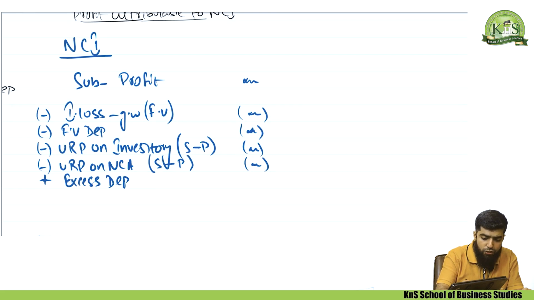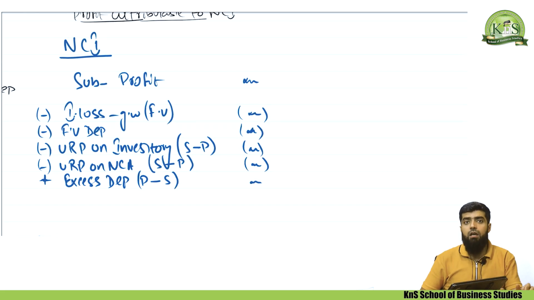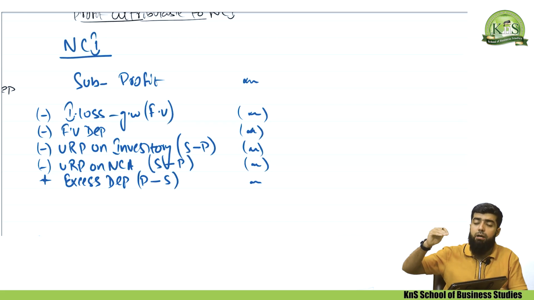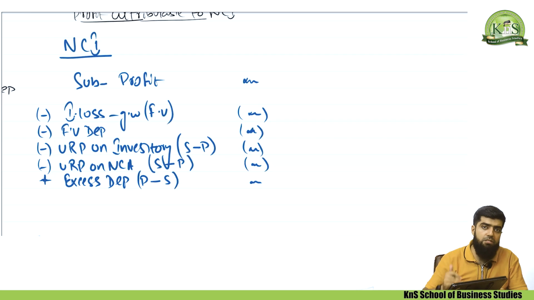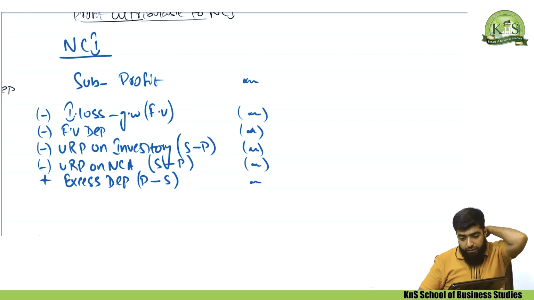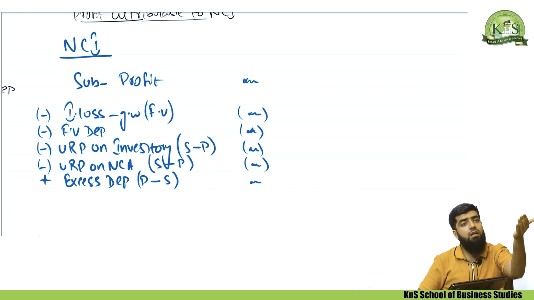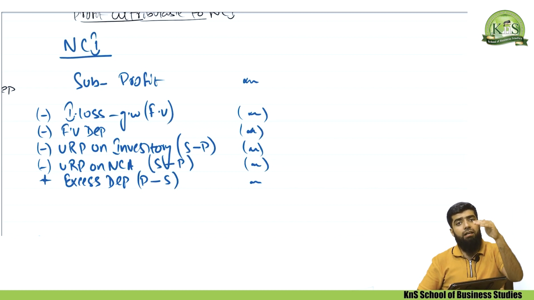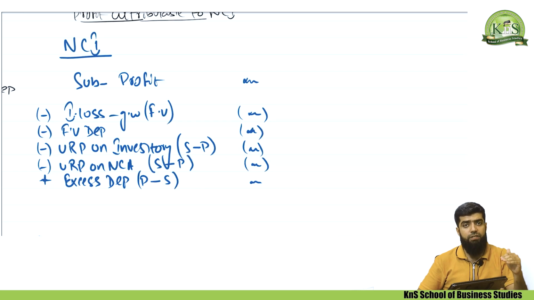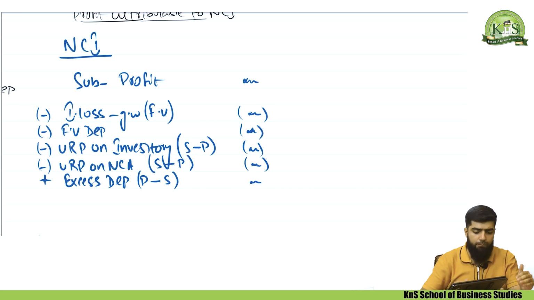Excess depreciation will be adjusted in the working of NCI only if the parent sold to the subsidiary company, and this will be added back. The reason is that the subsidiary company has already recorded an extra depreciation, or over-depreciation. It means the profit of the subsidiary company is reduced, or a lower profit is recorded, so we need to increase the amount of profit.